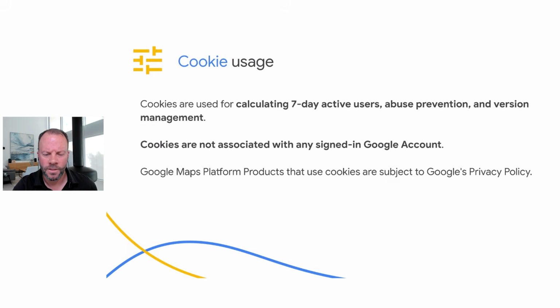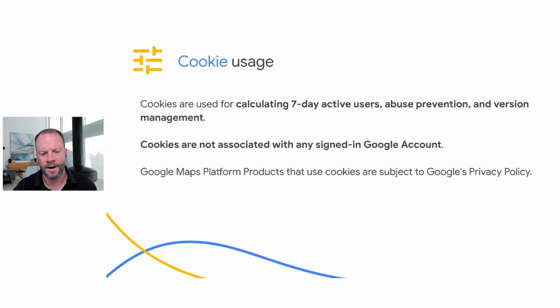What is that cookie data being used for? So we have those 2 services that have the cookies. What's that data being used for? I think the most important point here is actually the second point. Cookies are not associated with a signed-in Google account. So unlike a cookie that could be used for advertising or tracking a user, it's not associated with a signed-in account. So we're not tagging that to a user.